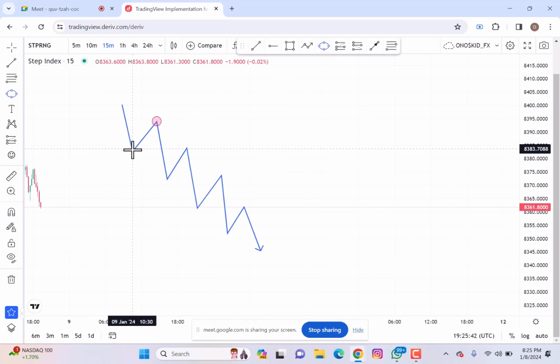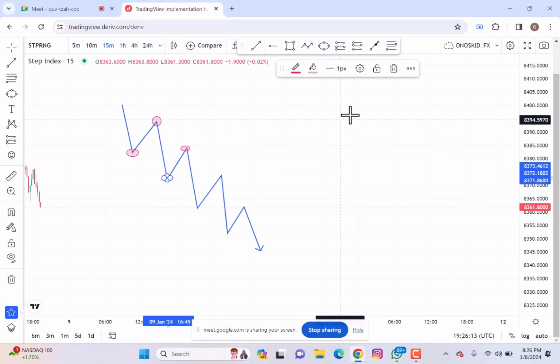This is another swing point. Okay, so this is another swing point here. So all of these points you're seeing here, they are actually called swing. This is swing high, and then this is swing low.